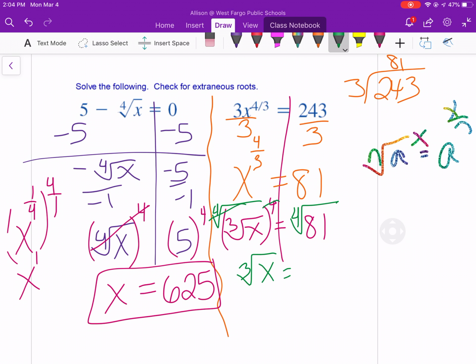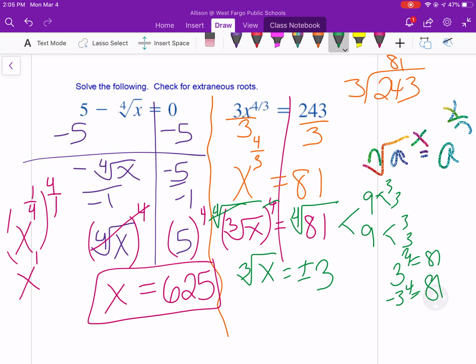And then the fourth root of 81, since 81 is the same thing as 9 times 9, and that's 3 times 3, you can see that the fourth root of 81 is 3, but it's actually plus or minus 3, because think backwards, 3 to the fourth is going to be 81, and negative 3 to the fourth is also going to be 81. So you get plus or minus 3. When you take an even root, you always get two answers, just like when you square root something.